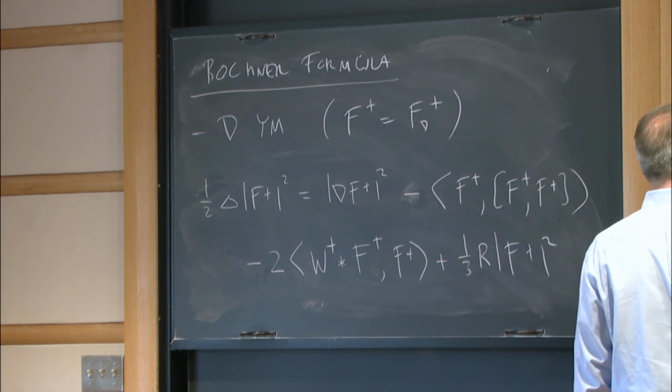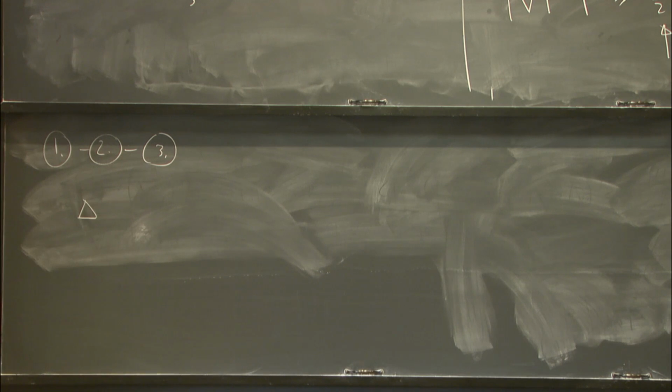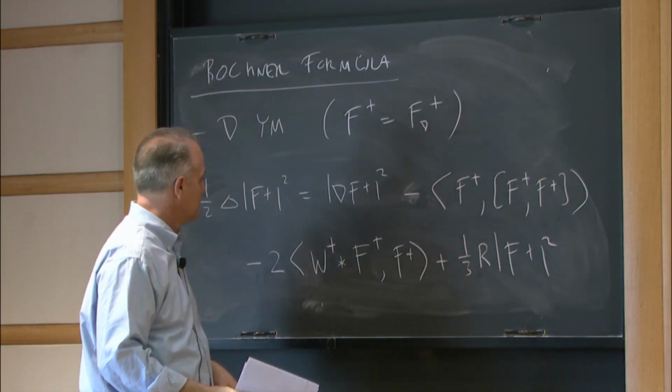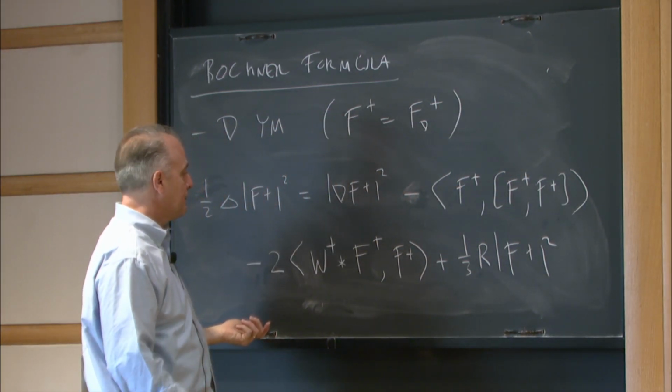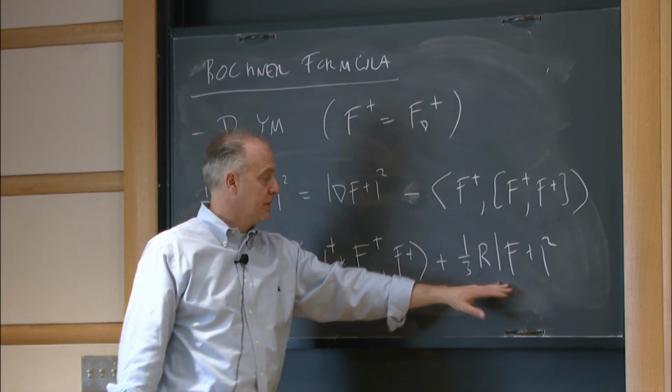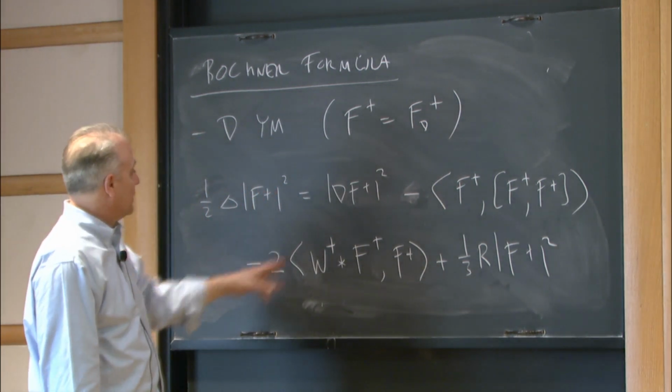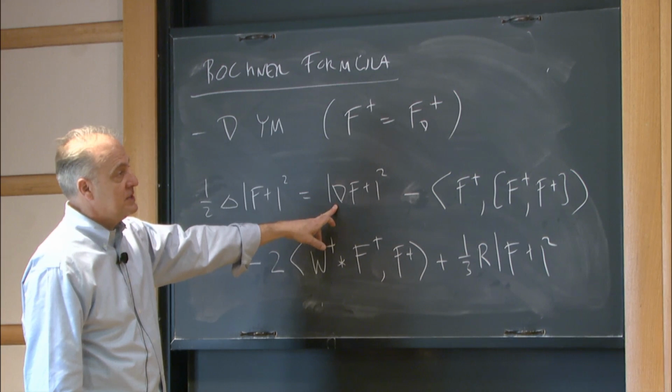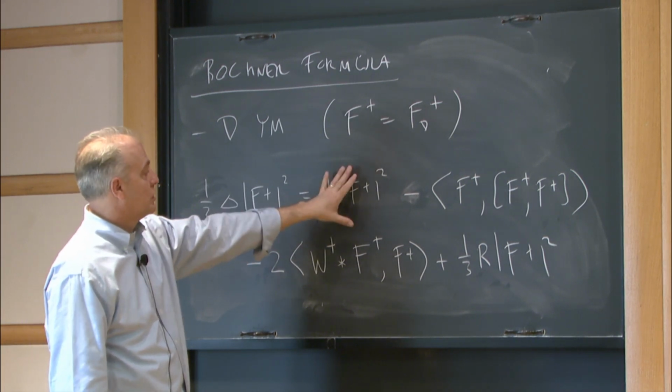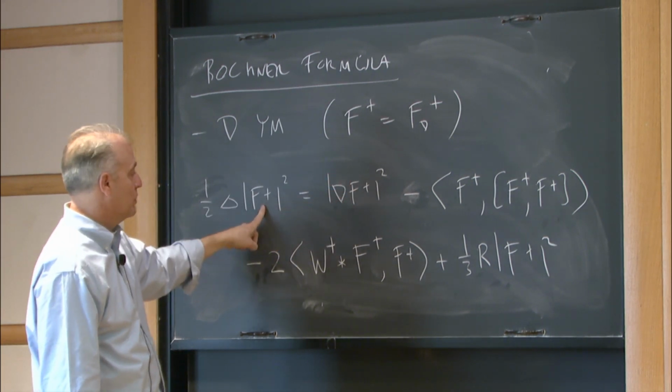I'll skip steps. So I estimate each one of these terms using the formulas or the inequalities above. I can't do anything with this term. It's as simple as you're going to get it. But here's the deal. When I estimate this via the Kato inequality, I still have a term over here that involves the derivative of the norm.